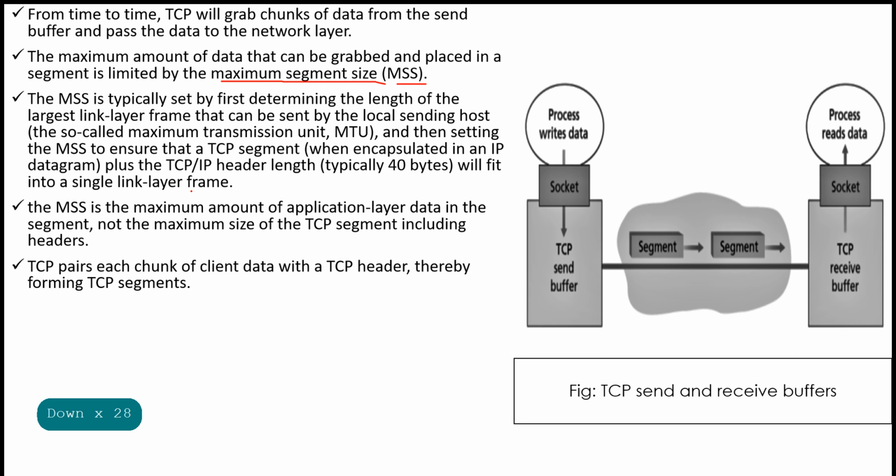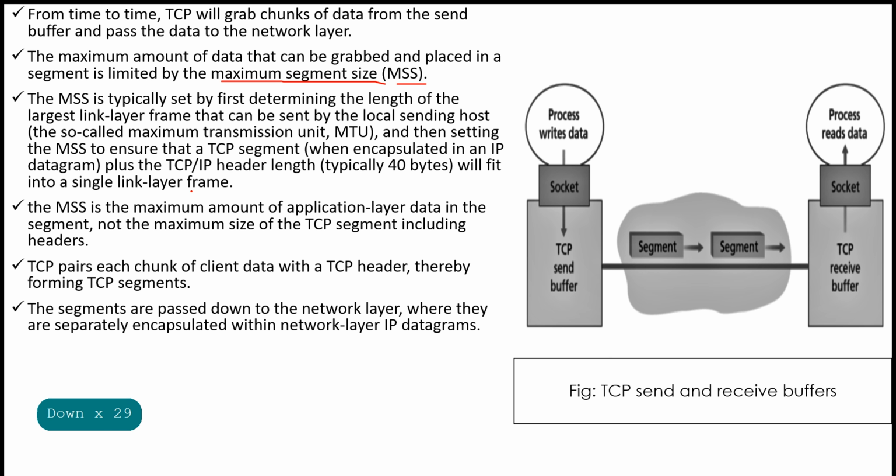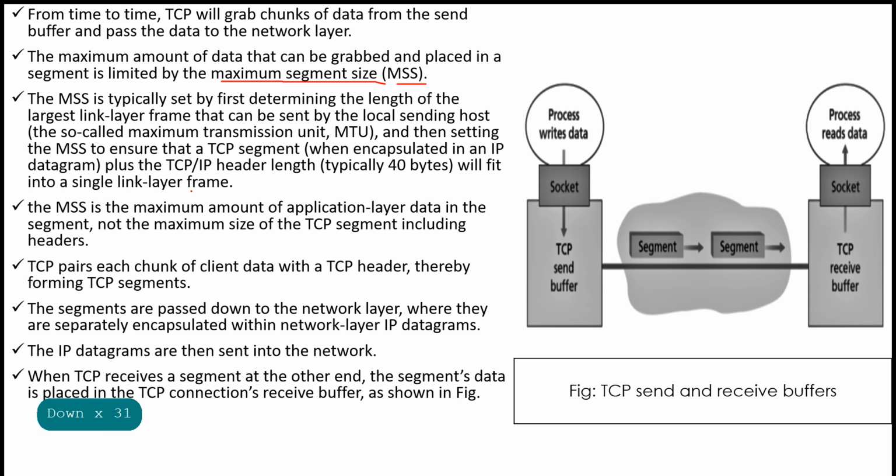TCP pairs each chunk of client data with a TCP header, thereby forming TCP segments. The segments are passed down to the network layer where they are separately encapsulated within network layer IP datagrams. The IP datagrams are then sent into the network. When TCP receives a segment at the other end, the segment's data is placed in the TCP connection's receive buffer. It is shown in this figure.